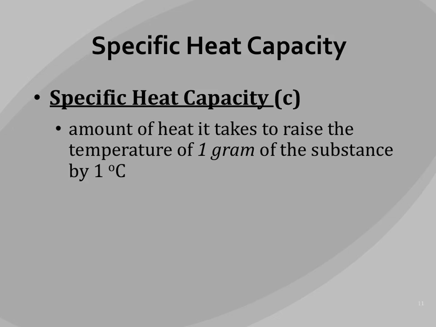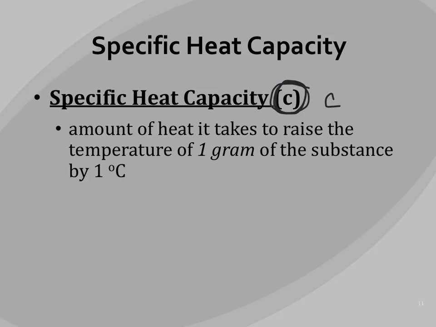Some things are super easy to heat up. For example, if you're cooking at your house and you're using a metal pan, you put that flame underneath and that pan heats up really quick. But if you're going to try to boil water, it takes a while to heat up water. So specific heat capacity, which by the way is labeled with the variable C, lets you know how easy or difficult it is to heat up a substance.